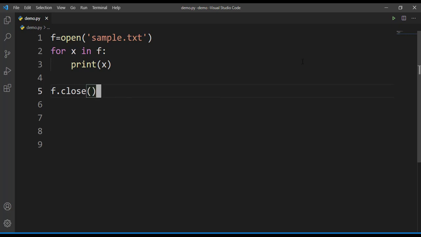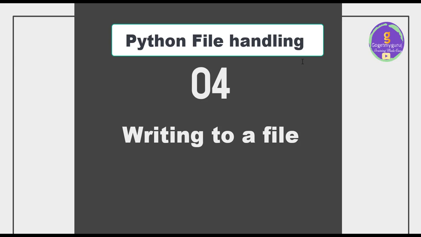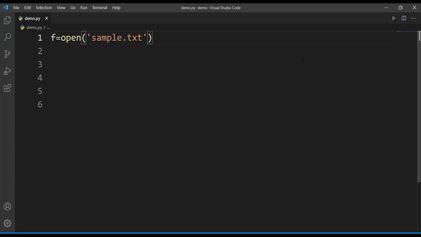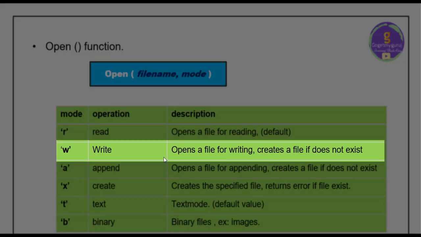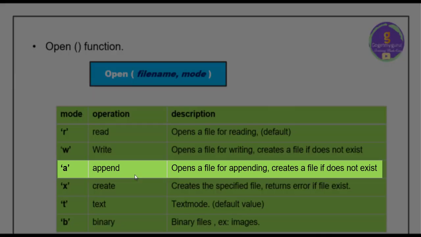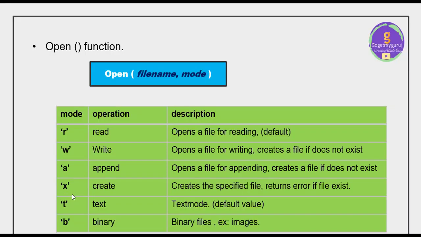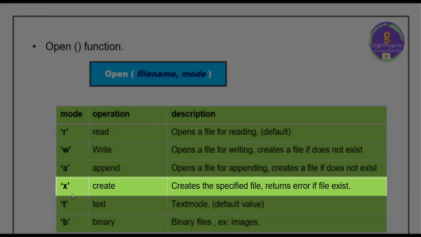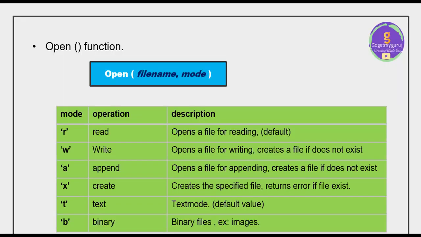Now that we know how to read a file, let's move on to our next topic, writing to a file. So how can we write to a file? There are three things you need to consider whenever you want to write to a file. We have to specify a mode first. If I specify mode as W, it opens a file for writing and creates the file if it does not exist. If you want to append to an existing file, you need to use A. If you want to create a new file, you need to specify X. I hope you are clear with these three modes.